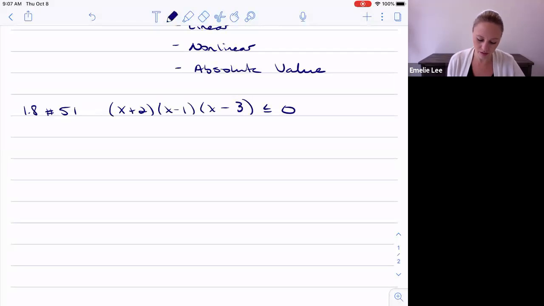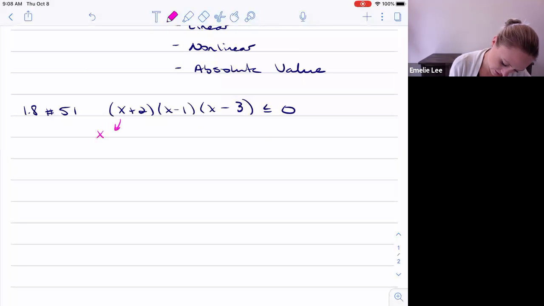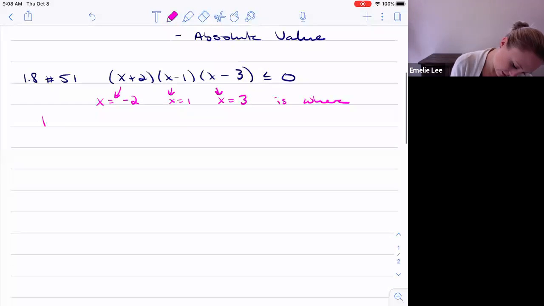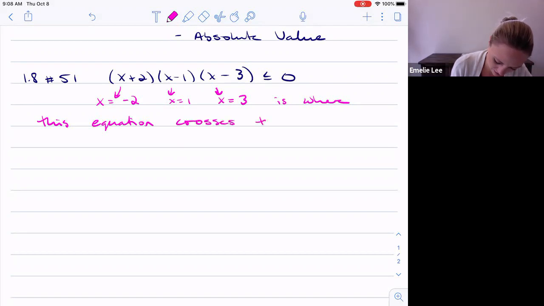Okay, so what we need to do is find the solution. So x equals -2, x equals 1, and x equals 3 is where this equation crosses the x-axis.